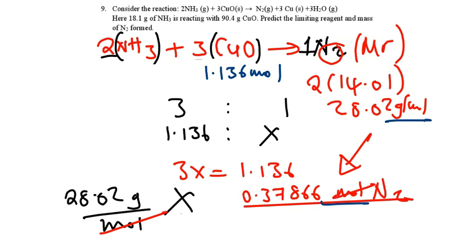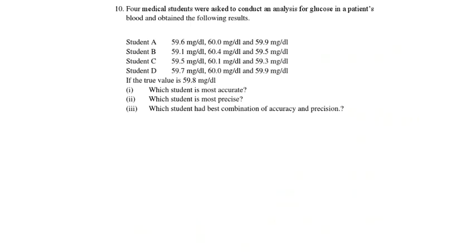So 0.37866 multiplied by 28.02. My calculator tells me the value is 10.61. I'm going to take it to 3 significant figures. Since I'm having 3 as the least number of significant figures, it will be 10.6 grams of nitrogen formed in respect to our limiting reagent.